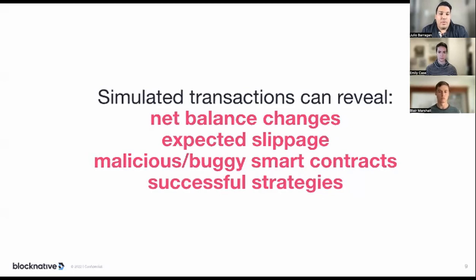You can also determine whether or not you're about to interact with a malicious smart contract, right? Sometimes smart contracts might be designed to drain your wallets. Or it could just be a buggy smart contract that doesn't function the way you expect it to. So you can simulate that smart contract transaction and see that you're going to get an error and have wasted gas fees. You can also test strategies and see how accurately they might play out in the next block.